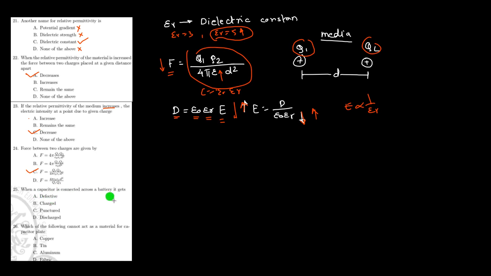When a capacitor is connected across a battery, it is not defective, it is not punctured, it is not discharged. Okay, so obviously it gets charged.